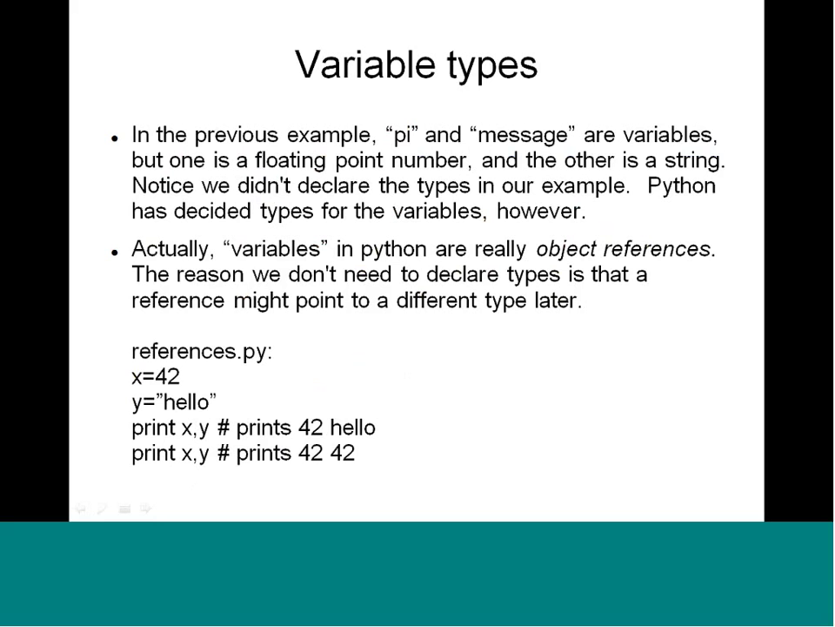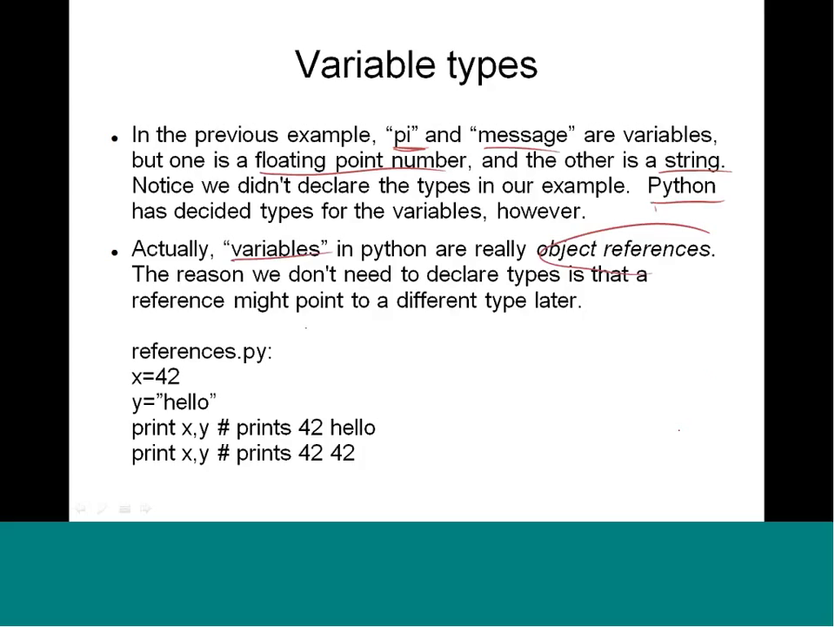So summarizing the previous example, pi and message are variables, but one is a floating point number, the other one is a string. Notice that we never declared these types in our example, and Python itself decided the types of these variables. In Python, the concept of variables is just an object reference. We saw some of these concepts in Tcl as well, when we talked about associative arrays, where the index is basically just a placeholder, an object reference. The reason we don't declare the types is because the reference might point to a different type later on.